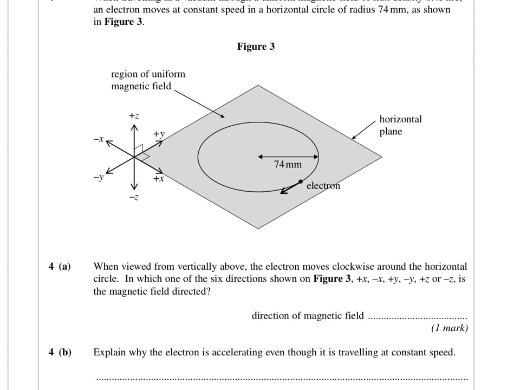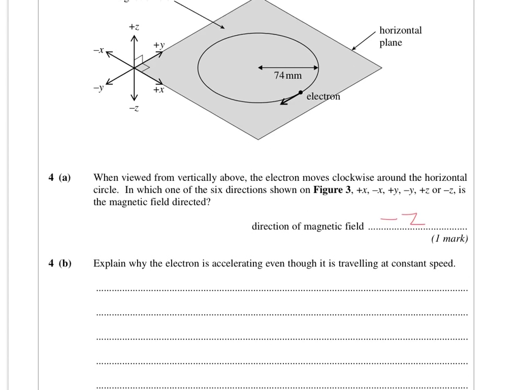So we're using Fleming's left-hand law. So we've got the current going in the plus y direction, the force is going in the minus x direction, so then your field must be going in the minus z direction, which you will see on your fingers.